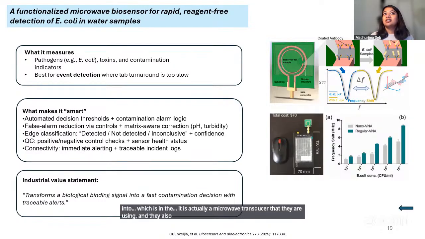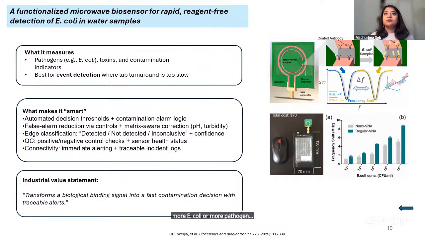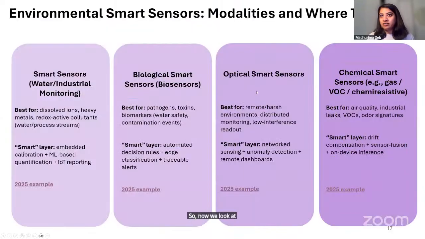They also propose that they will be using more E. coli or more pathogen-susceptible responders, or we can say material which is more responsive towards a certain pathogen. They are going to functionalize the substrate with that particular material, so that they can improve the sensing performance.